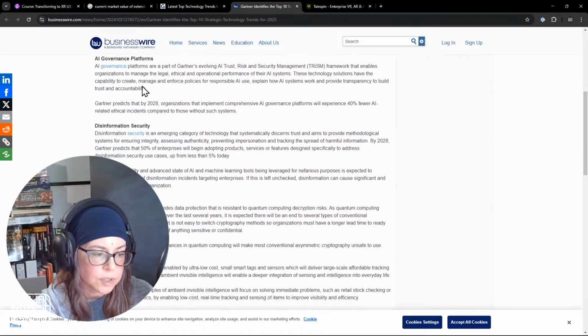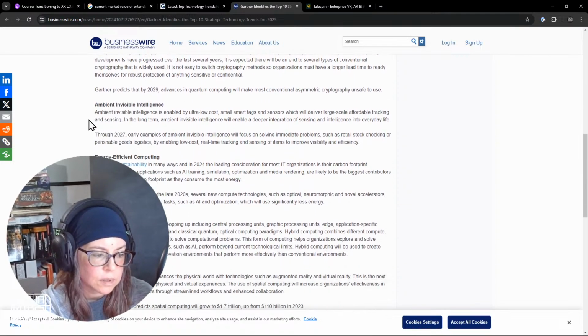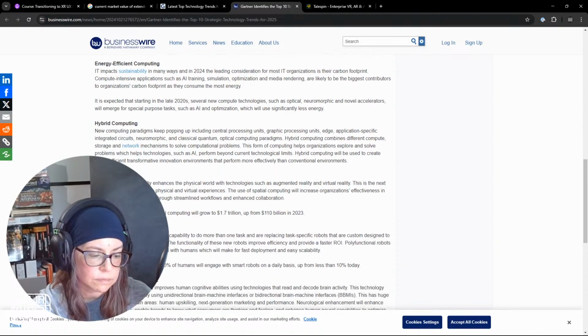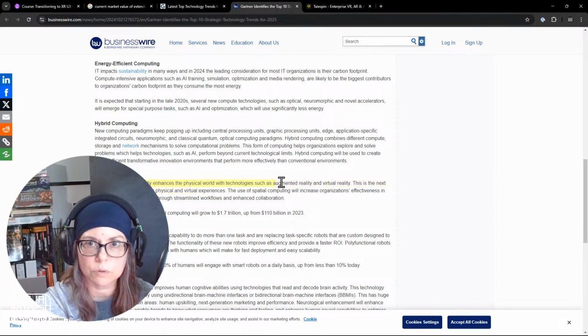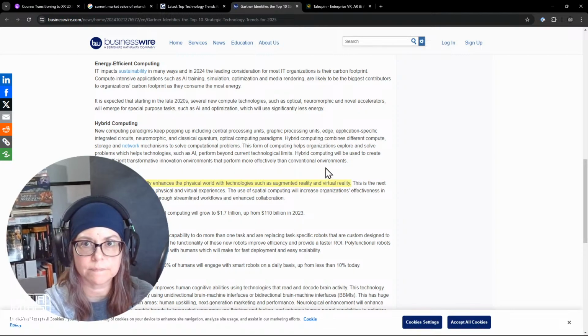And then, of course, there is AI governance, which really needs to happen. Disinformation security really needs to happen, especially these two go together quite a bit. And spatial computing is enhancing the physical world, or extending the physical world, with augmented, virtual, and mixed reality.